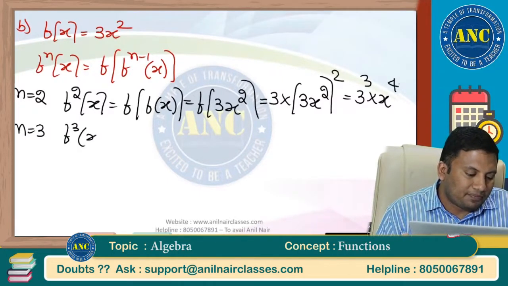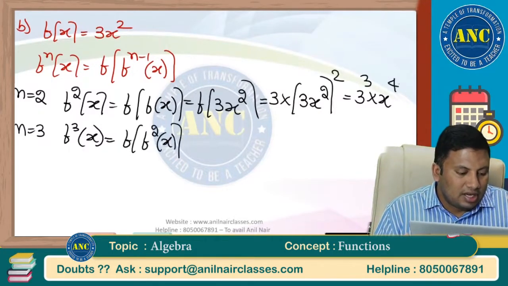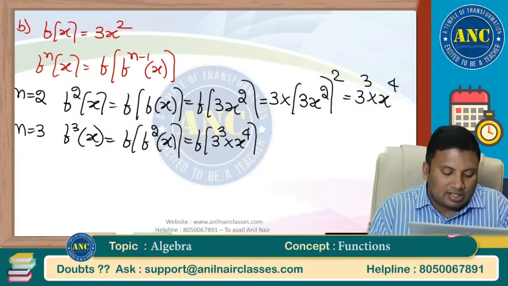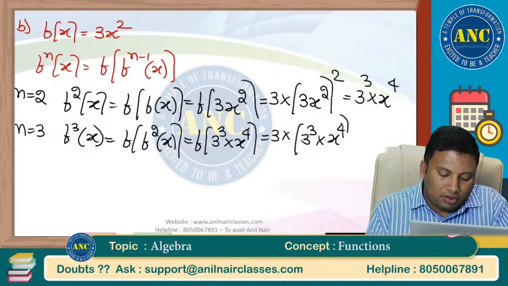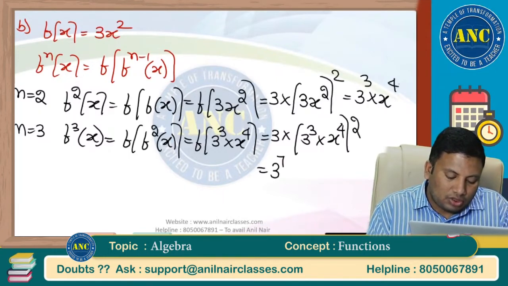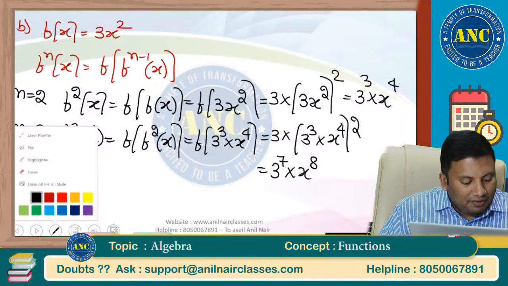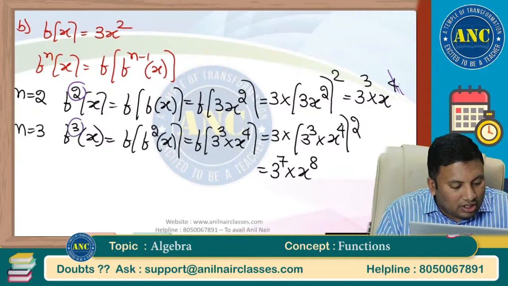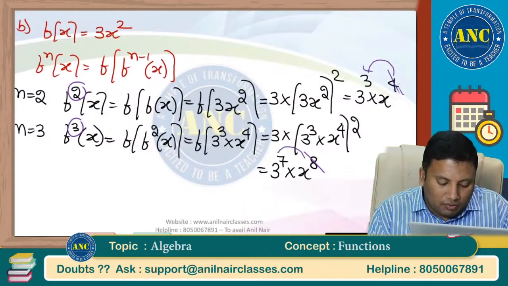This is nothing but f3 of x equivalent to f of f square of x. F square of x, I got it as 3 cube into x power 4. So, wherever x is there, I need to substitute 3 cube into x power 4 whole square. 6 plus 1, 7. So, 3 power 7 into x power 8, since 4 twos are 8. Now, listen carefully. If I got 2 here, these are nothing but 2 square. If I got 3 here, these are nothing but 2 cube. These exponents are 1 less than this value.